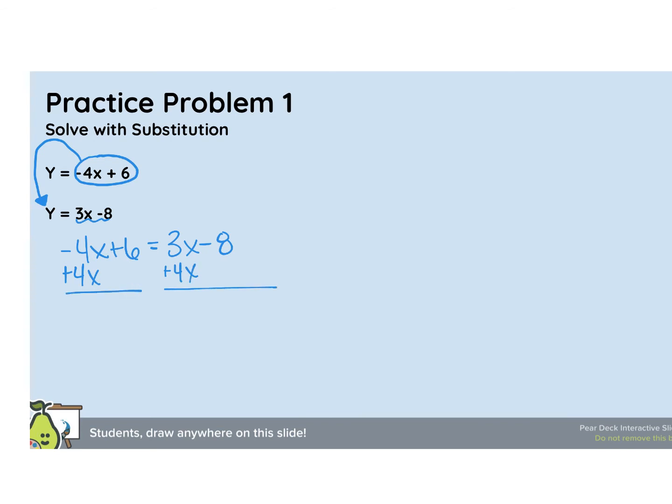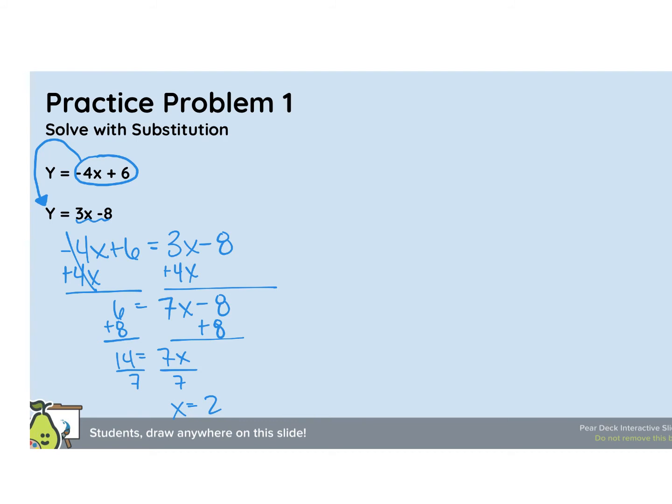You can move the 3x, but you'll just have an extra step at the end because your variable will be negative. So these are gone. Bring down the 6. 3 plus 4 is 7x minus 8. The minus 8 needs to go, so I'm going to add 8 to both sides. I've got 14 equals 7x. Isolate by dividing. X equals 2. That's half of the answer.